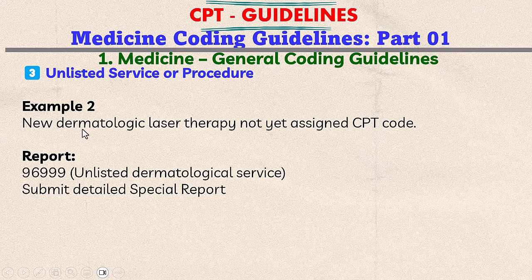Example 2, a new dermatologic laser therapy not yet assigned a CPT code. Here the reporting is 96999, unlisted dermatological service, and submit a detailed special report. So let's see what the special report is in the next slide.